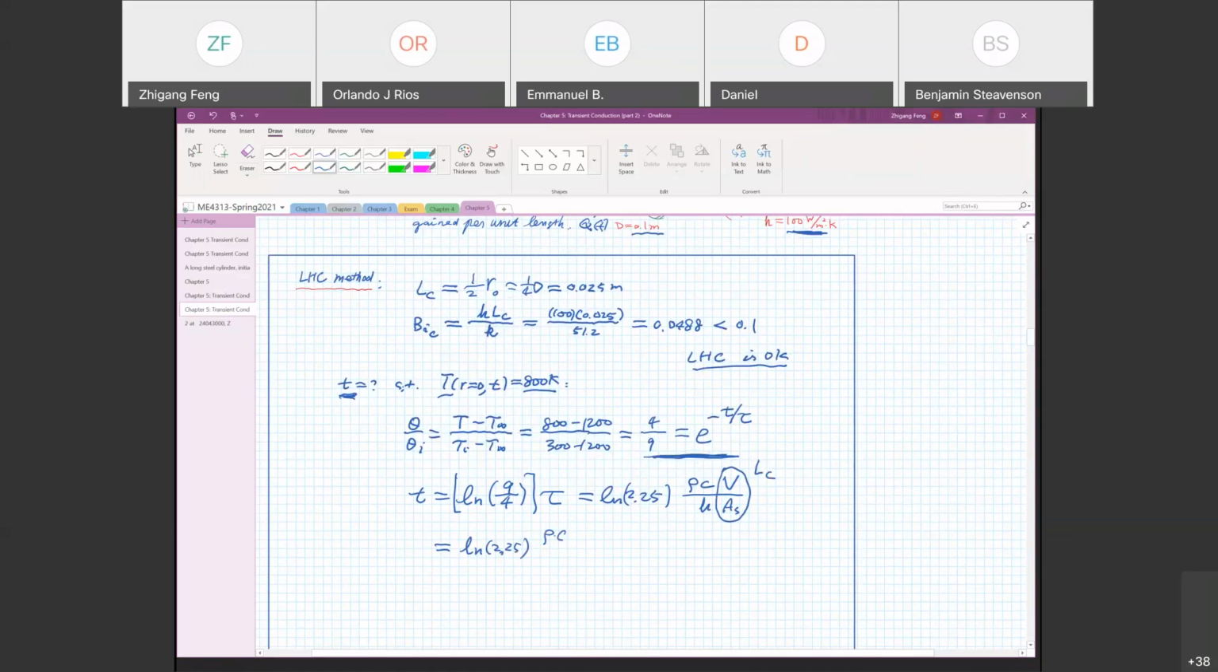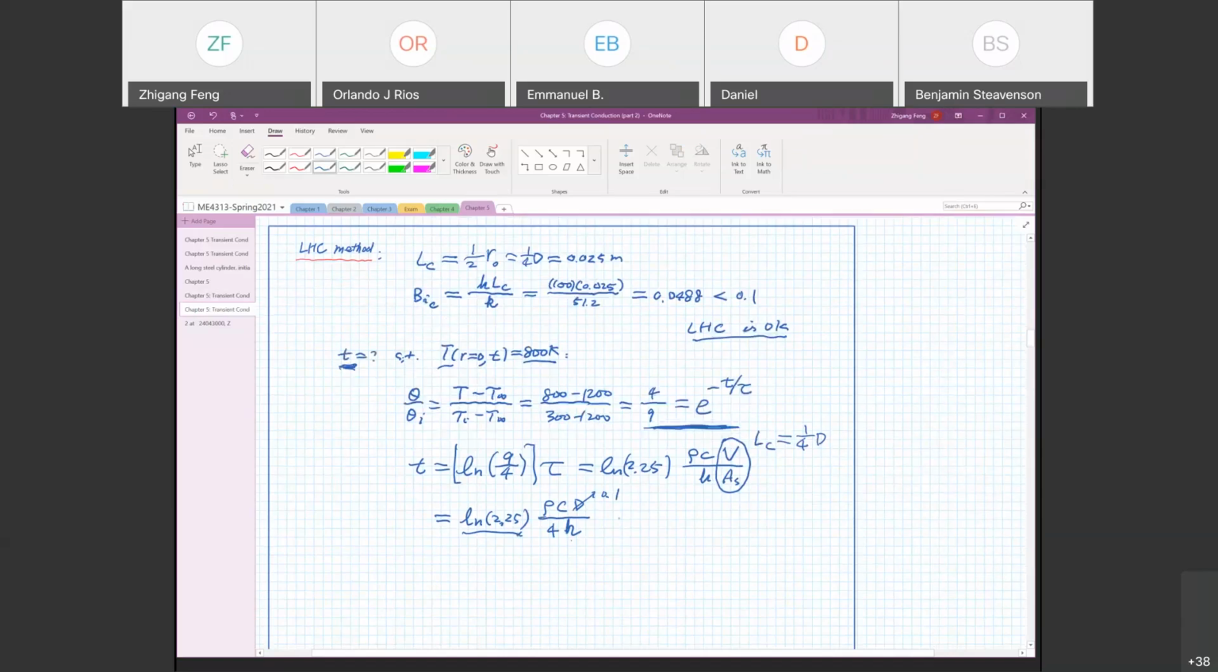So rho c multiplied by L_c. L_c for a long cylinder is 1/2 of the radius, or 1 over 4 the diameter. Okay, so 1 over 4 multiplied by diameter. I put a 4 in the denominator, so 4h. Okay. So d is equal to 0.1 meter. Rho and c are given, h is also given. And then use the calculator to find the natural log of 2.25.